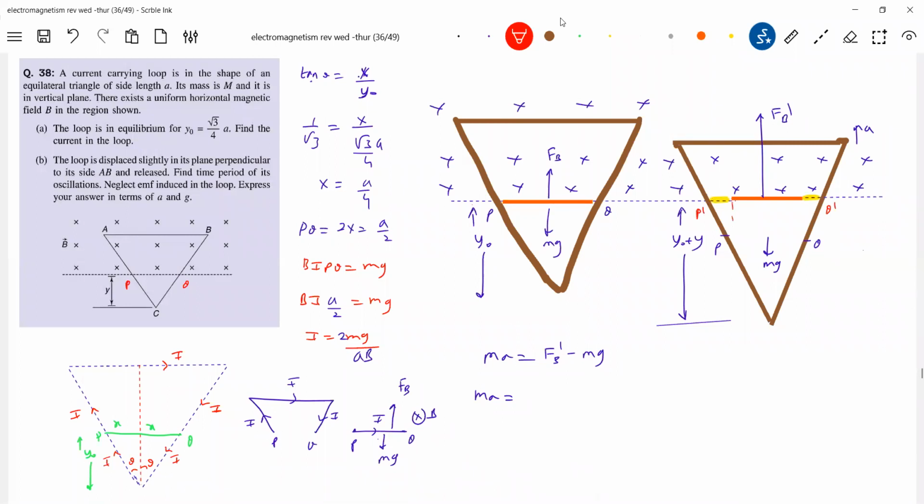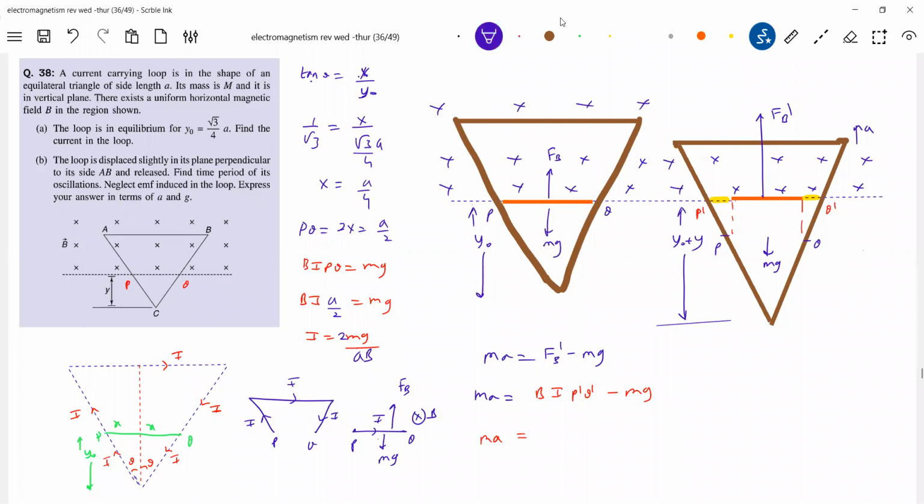So this is the best way of analyzing the problem now. If you want to calculate that additional length, do calculate it, or is there any other method? So F_B' is what? F_B' should be equal to B into I into P'Q' minus mg. So calculate that additional length P'Q', then you get the restoring force. So this will be MA.